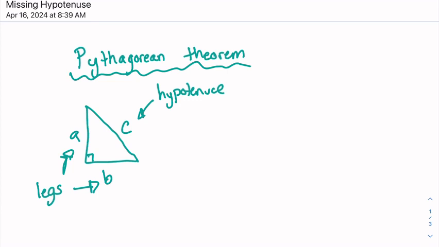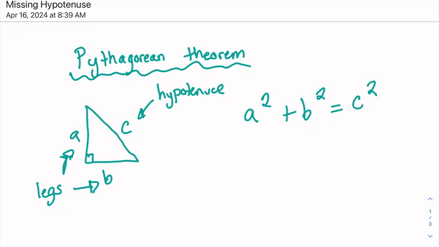Now, it does not matter which one is A and which one is B. I could have switched them around, but just to stay consistent, I'm going to label this one A and this one B for this situation. All right, so Pythagorean theorem tells me that A squared plus B squared equals C squared. So that means the value of side A, however long side A is, squared, meaning times itself, plus the value of B times itself equals the value of C times itself.